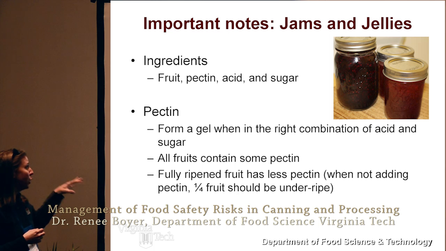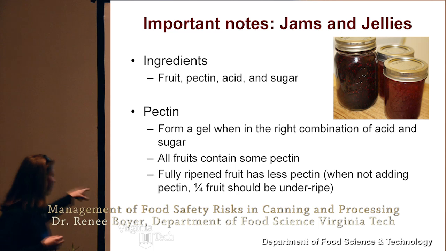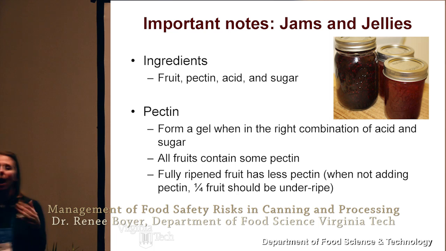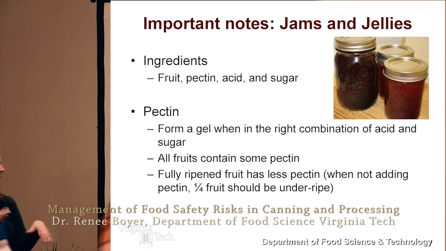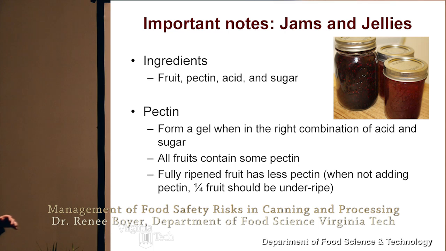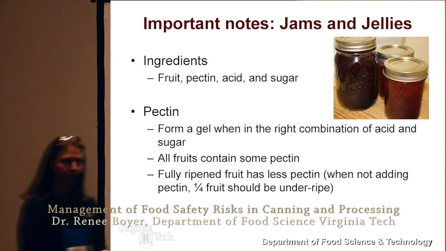You should always use fully ripened fruit. No, wait, fully ripened fruit has less pectin. I always use fully ripened fruit when I add pectin. But if you are not adding pectin, you need to make sure the product has enough pectin for it to solidify. The strawberry jam that I make, there's a recipe in So Easy to Preserve. It's called strawberry and peach jam, and it's fantastic. It's really, really good. But anyway, you add pectin to that. But fully ripened fruit has less pectin, so you want to make sure you have half unripe, half ripe.